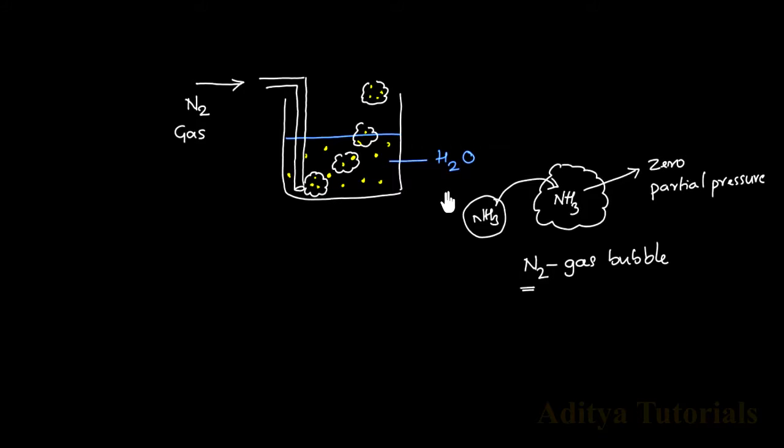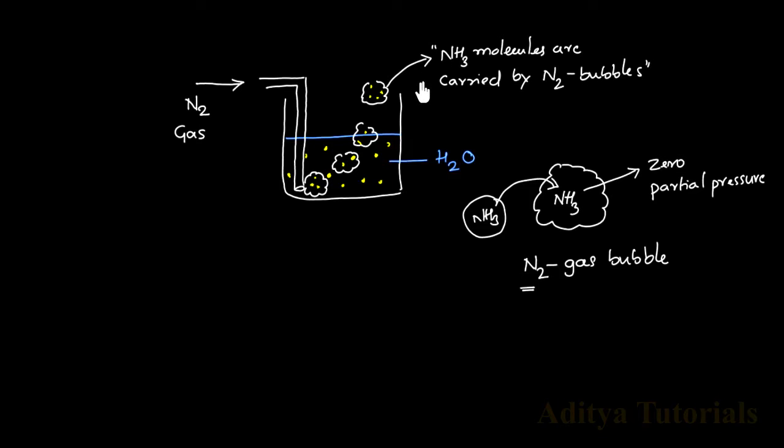Okay, so whatever NH3 is soluble in water, in the aqueous medium, it is carried away by the, here I can write, the NH3 molecules are carried away by N2 bubbles. So this is one application of Henry's law: if there is a difference in the partial pressure of the gas, then we can use this method. Okay, students, this is all about Henry's law and its concepts.